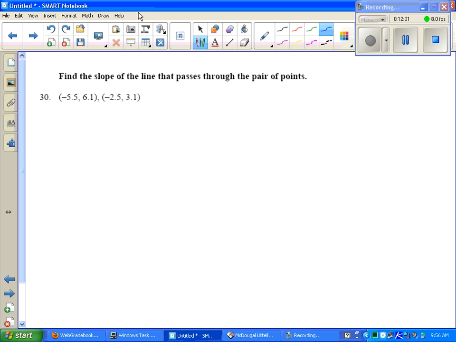30, we need to find the slope, but this time we're going to have to use the slope formula. The slope formula, M, is the change of y sub 2 minus y sub 1, over the change of x sub 2 minus x sub 1. Easiest way to do that, label it. X comes before y. Same thing with this one. X comes before y. This is the first point, so we'll call it sub 1. Second point, we'll call it sub 2. And all you've got to do is plug them in the right spot.